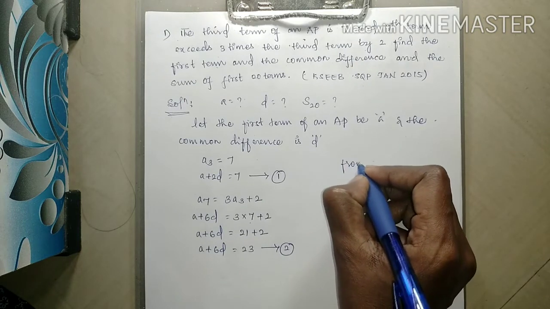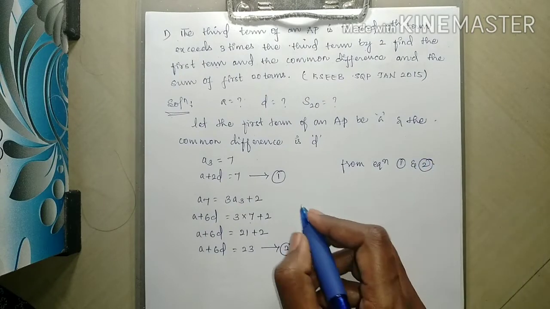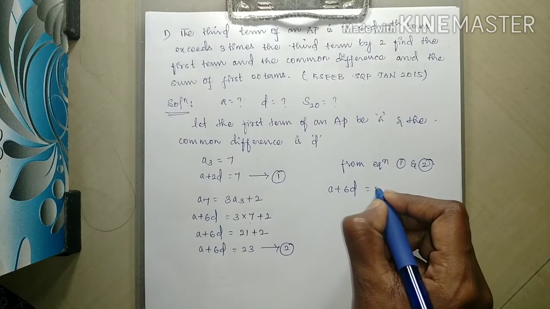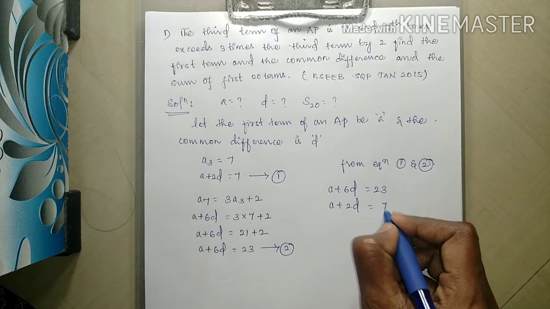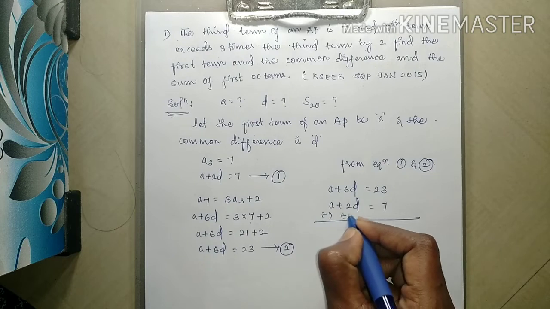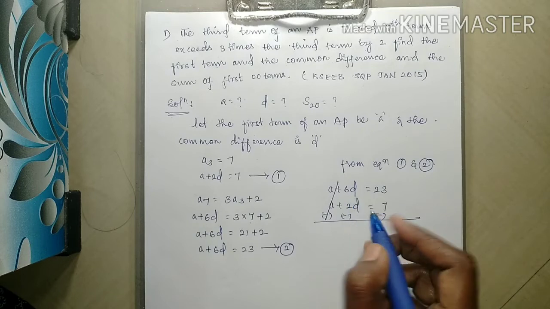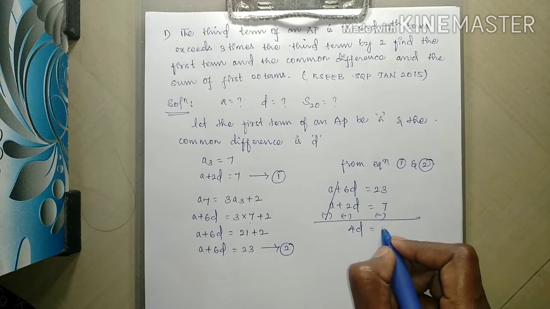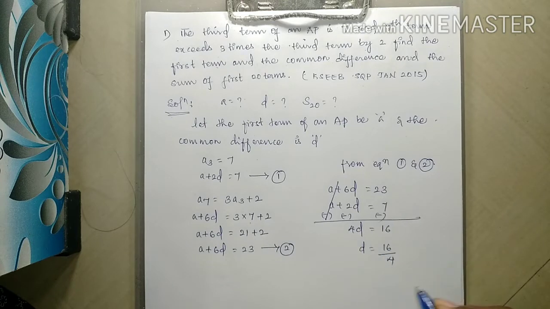So from equations 1 and 2, let me solve by the elimination method. That is A plus 6D is equal to 23 and A plus 2D is equal to 7. Now change the signs. So plus A minus A will get cancelled. 6D minus 2D is 4D, that is equal to 23 minus 7 is 16. Now D is equal to 16 divided by 4. That is D is equal to 4.